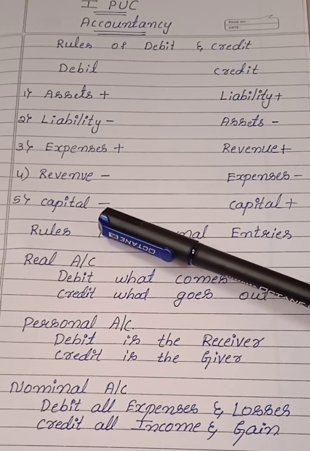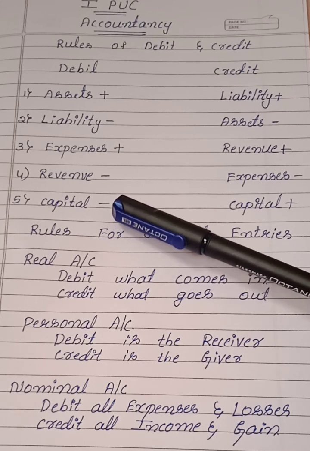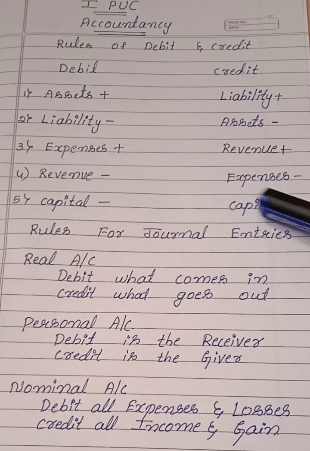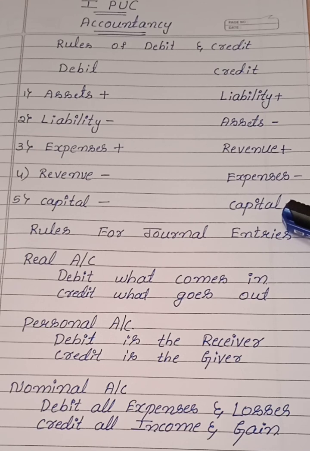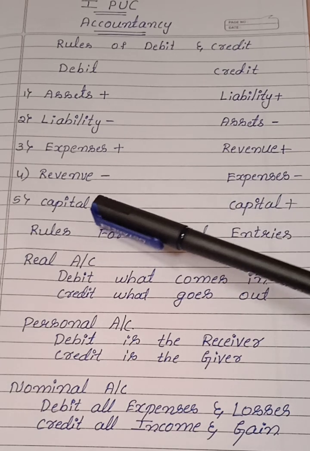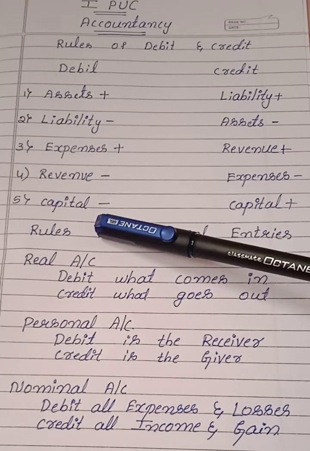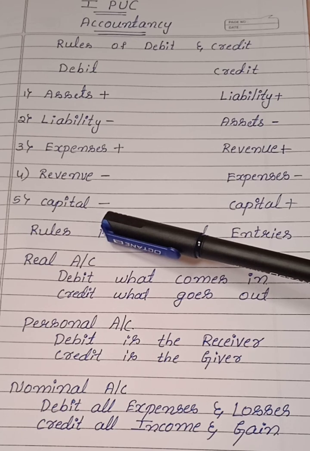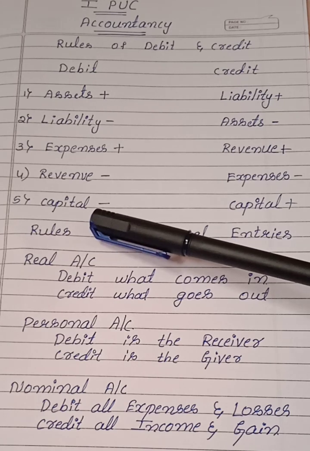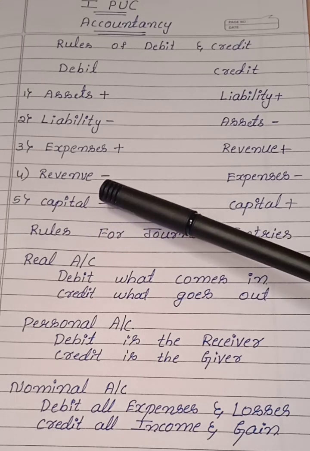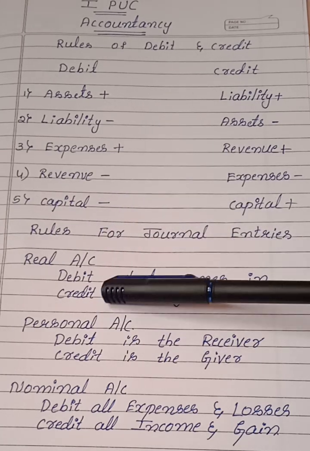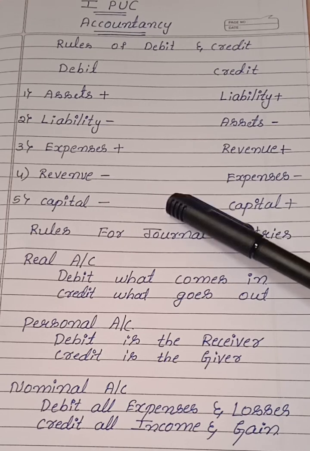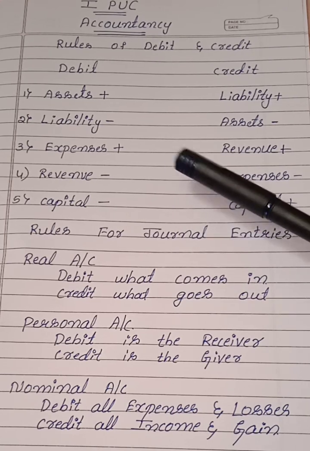And next, if your capital reduces, you have to record that into the debit side. And if your capital is increasing, you record that into the credit side. Capital reduces when drawings happen: the proprietor takes some cash or goods for personal use, and at that time the capital is going to reduce, so you record it into debit. Okay. And these are the rules for debit and credit.